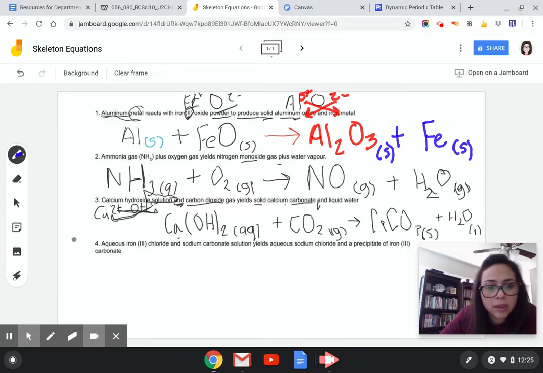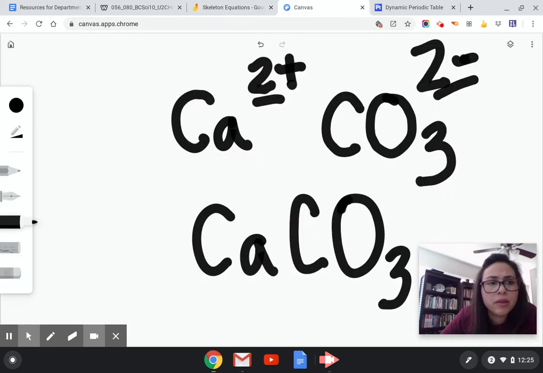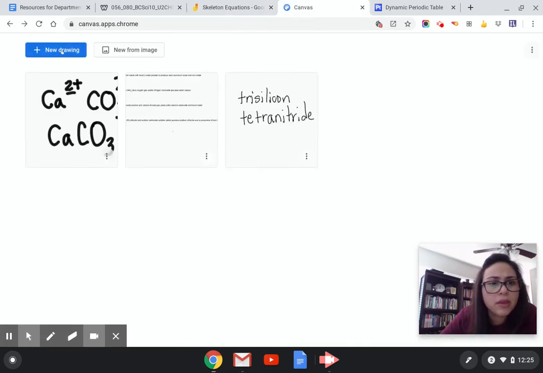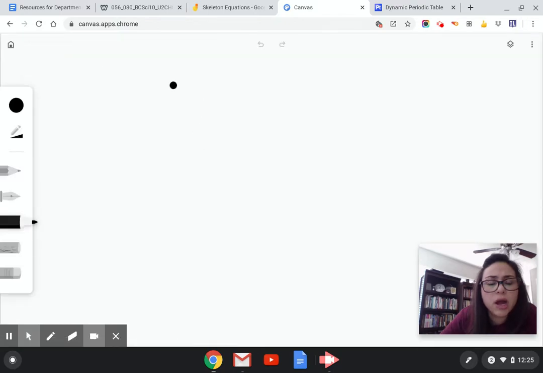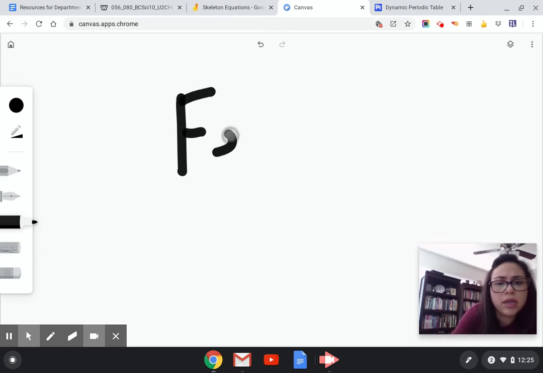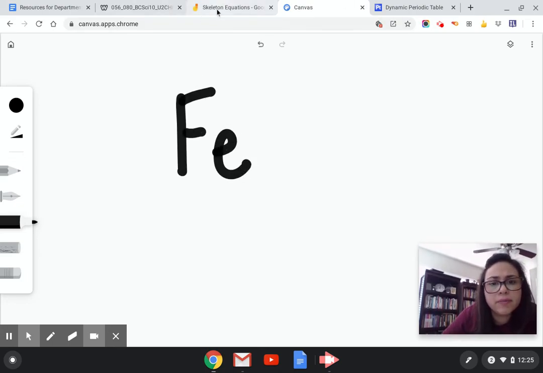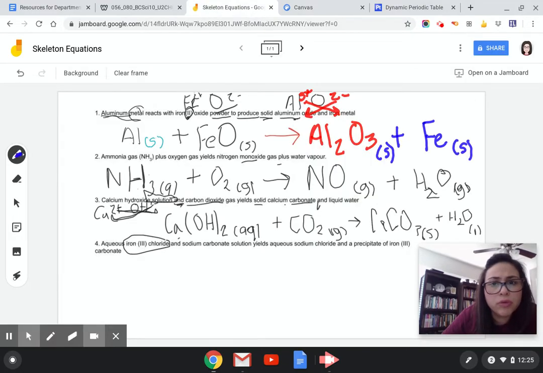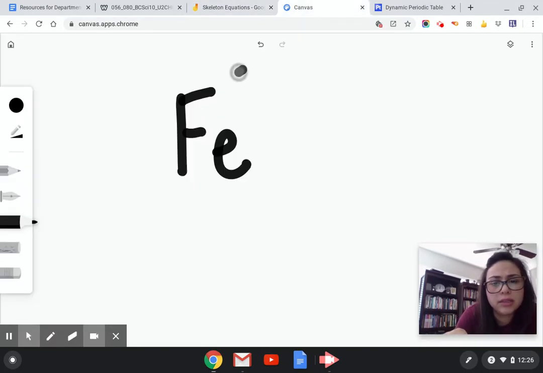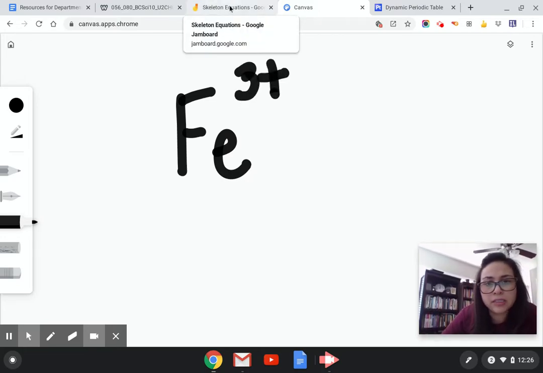All right, let's take a look at the last one, aqueous iron 3 chloride. I'm going to go ahead and move this out here and do a new one here. So iron 3 chloride. Obviously iron is going to be Fe, and it says a Roman numeral 3. That is going to represent the charge of that transition metal, and that's what we're going to write right above it as a superscript.